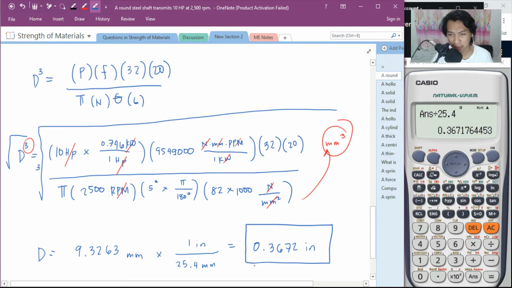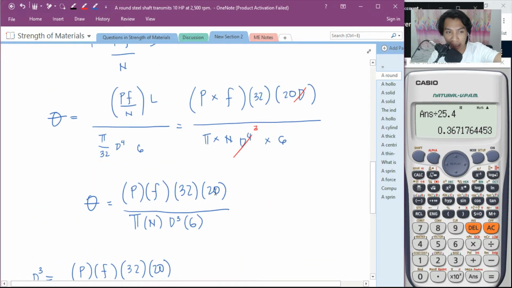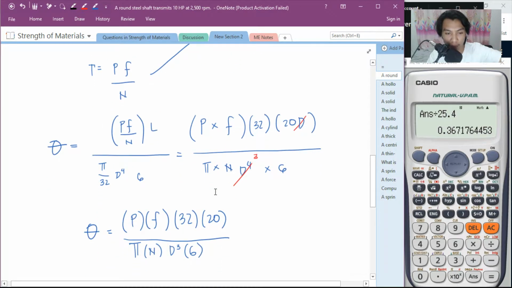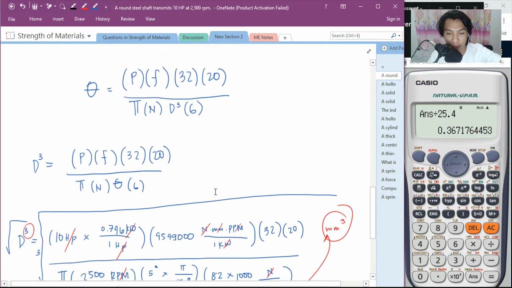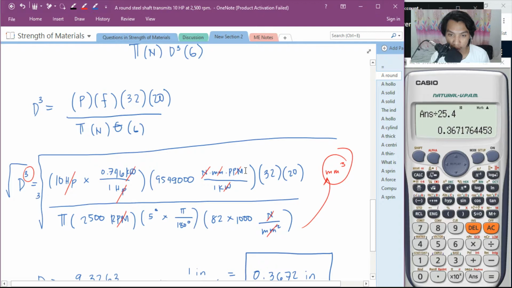Ganun lang kadali yun. I-simplify nyo muna, alamin nyo yung formula. Algebraically, you can simplify it. And then, sa dulo ka parati magko-convert. Okay? That is for problem number 1. Kahit makita nyo dito, wala akong hawak na kahit anong papel. I'm solving it impromptu. Okay?